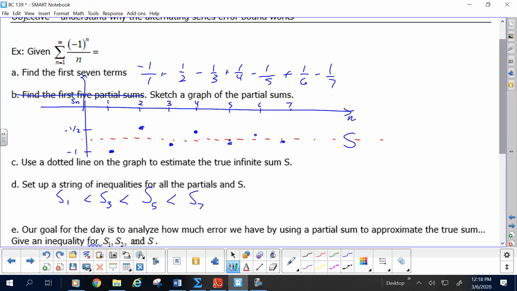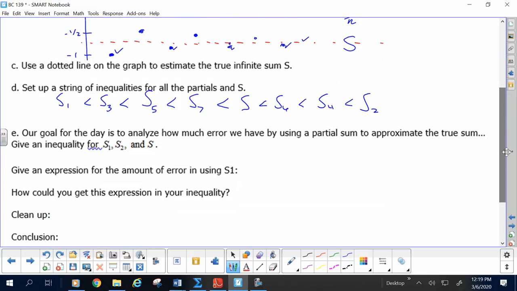What's the next thing I come to? S, true S, which is the red line. Then what's the next thing I come to? Okay, I've done this, I'm gradually moving up. Now it's S6, and then S4, and then S2. All right. You agree with my inequality string? All right, cool. This is where it gets cool.